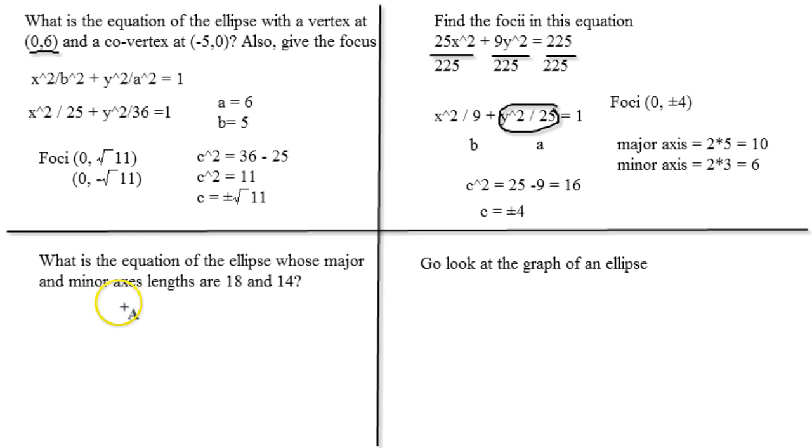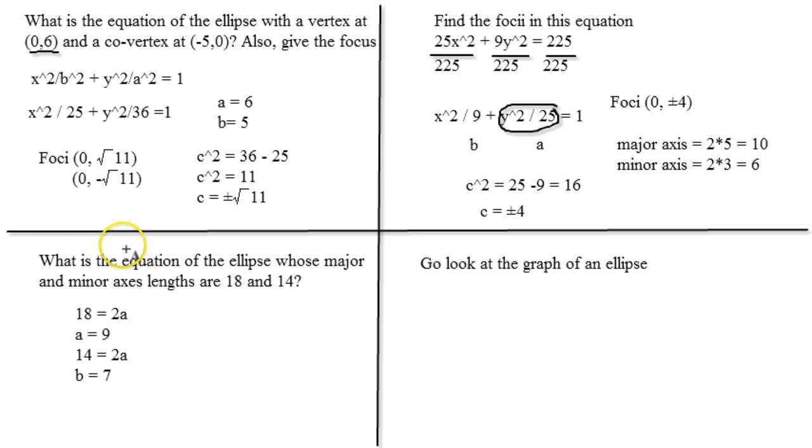Okay. All right. What is the equation of the ellipse whose major and minor axes are 18 and 14? Okay. So the major axis is 18, so 18 equals 2a is how we set that up. And the other one is 14 equals 2b. Okay, so we know that a is going to be 9, and b is going to be 7.